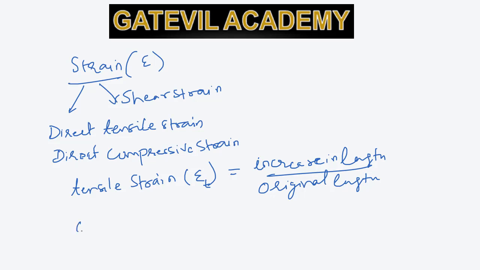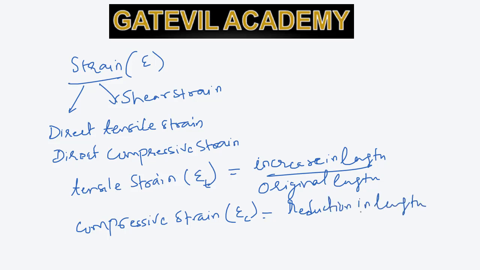whereas the compressive strain, epsilon C, subscript C for the compressive strain, will be reduction in length divided by the original length. Okay, so these are very basic definitions. Now let's move on to shear strain.